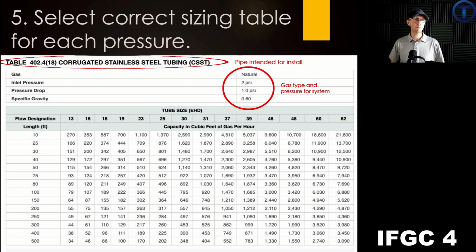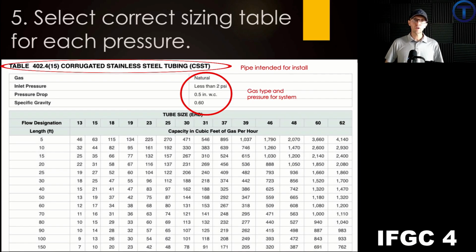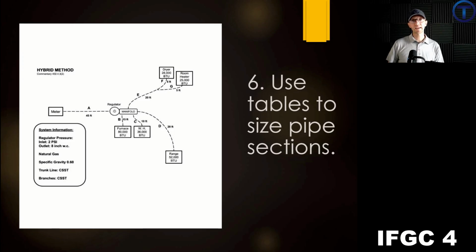We get into 402.4. Table 18 gives us CSST, and it gives us the natural gas 2 psi. That's the one we'll use for the trunk line. 402.4, table 15 gives us CSST, but now it's at the lower pressure, downstream from the regulator, less than 2 psi, natural gas. This is the table we'll use for the rest of it. Let's use the tables and size this thing out.